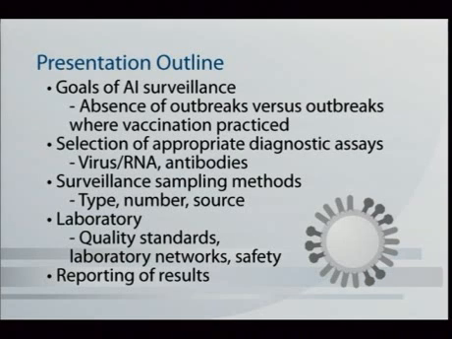We'll also look at some of the sampling methods, some of the types of samples that are most useful, and the number of samples that would be useful to give certain levels of confidence that if a disease or virus is present in a flock, it will be detected by the surveillance methods used. And then we'll discuss briefly some of the laboratory infrastructure required, a little bit about quality standards, development of laboratory networks that have been shown to be very useful in terms of response, and a little bit on laboratory safety. And then finally, we'll end up with a few comments about reporting of results.